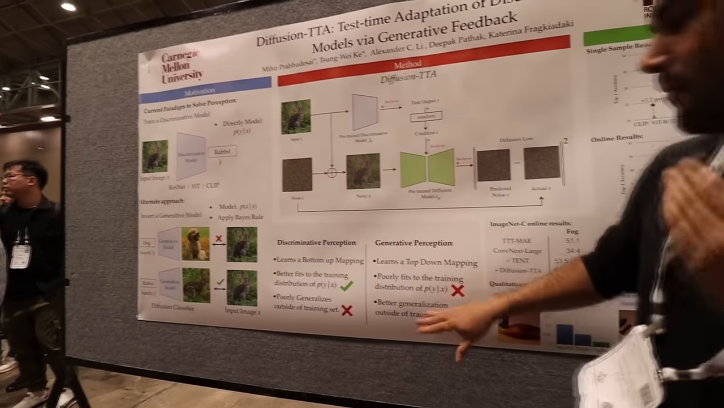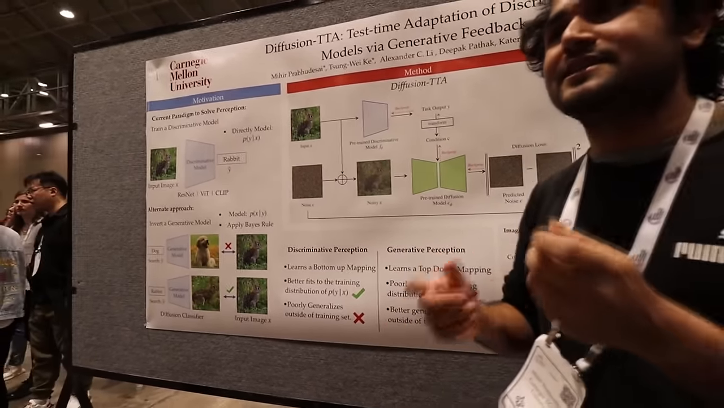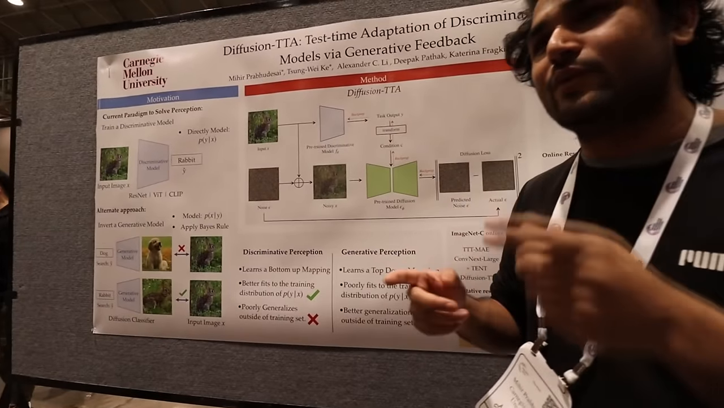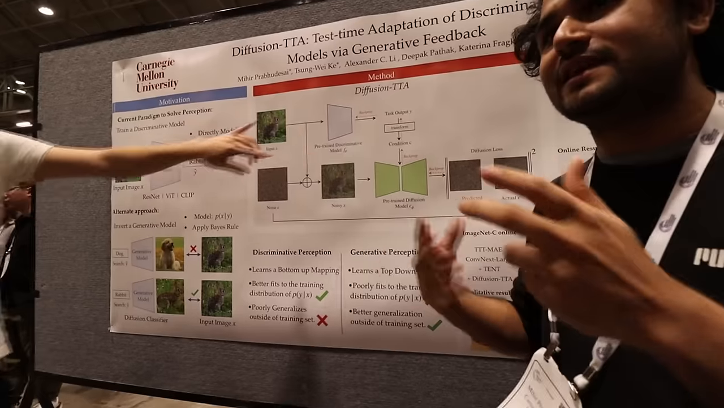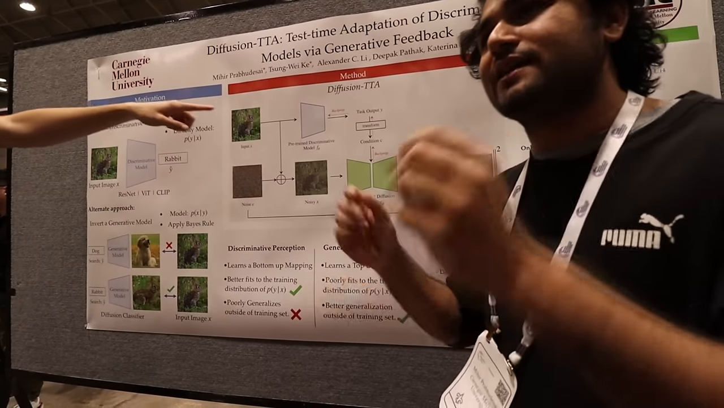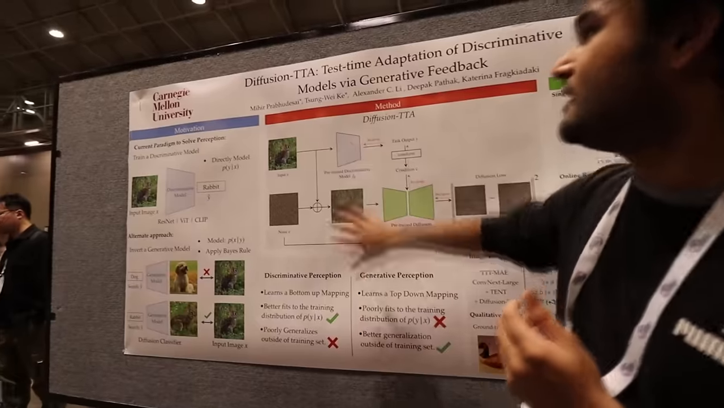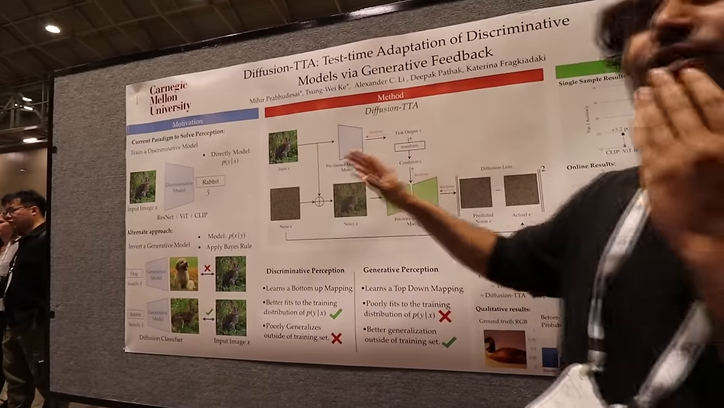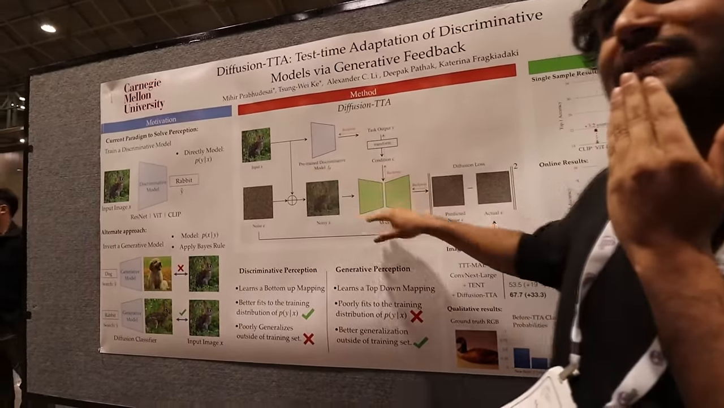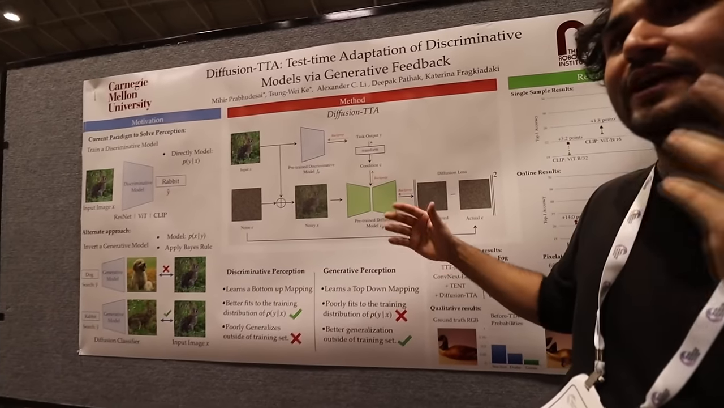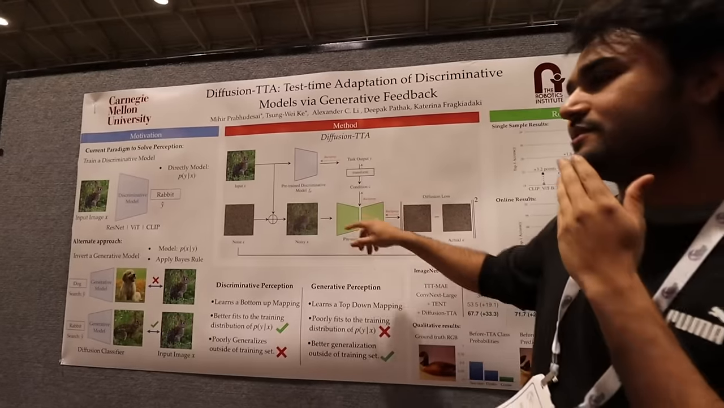But the interesting property of generative models is that they generalize better outside of the training set. This is because discriminative models learn shortcut pathways so that they can fit the training distribution really well. But generative models, because they are not directly modeling that objective, probably end up generalizing better and miss out on these shortcut pathways. So in this paper, we ask the question, how can you get the best of both worlds? That is, the better fitting ability of discriminative models and the better generalization ability of generative models.